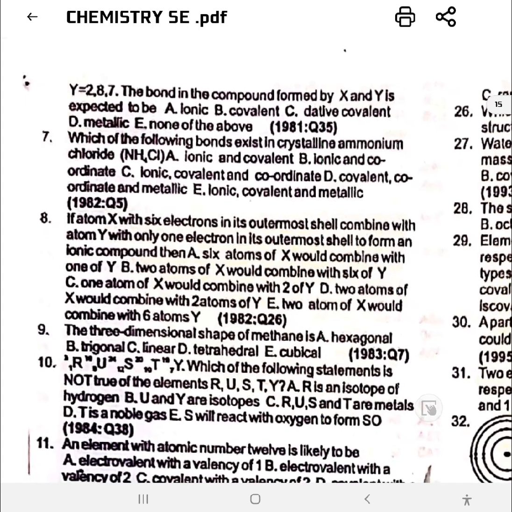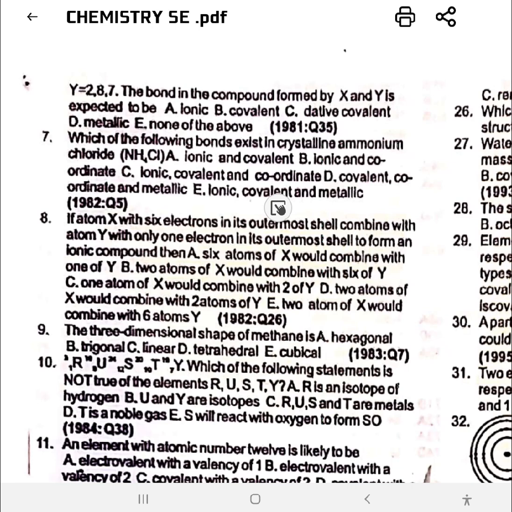Number 6, the electronic configuration of an element X is given to be 2, 8, 1 and Y is 2, 8, 7. The bond of the compound formed by X and Y is expected to be... This bond is between a metal and a non-metal, so it is ionic, like sodium chloride. Option B. Sodium and chlorine. 6 is option B. Number 7, which of the following bonds exists in crystalline ammonium chloride? They've repeated this question, so 7 is option C: ionic, covalent, and coordinate bond.